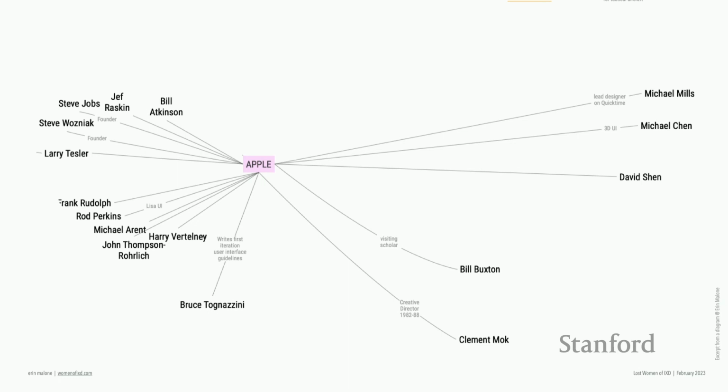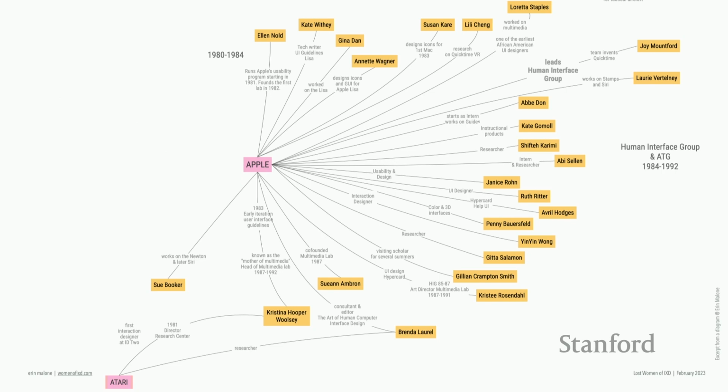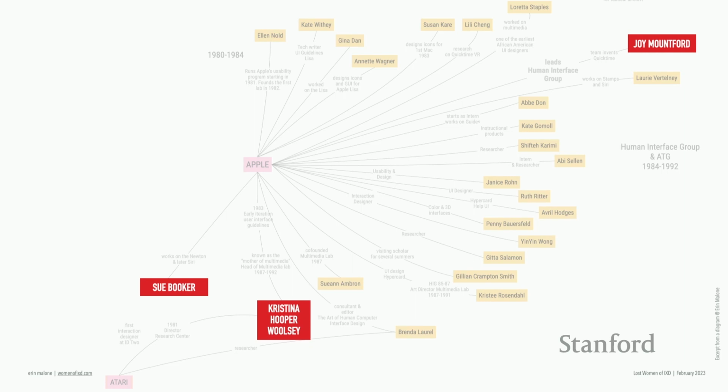So speaking of Apple, you guys may have heard of some of these guys, but there were a whole lot of women in the Human Interface Group and the Advanced Technology Group. I'm kind of limiting my time here from the early 80s to 92, when Steve Jobs came back and reorged everything and lots of people left. So I'm gonna talk about three people here: Christina Hooper-Woolsey, which you guys may have heard of, Joy Mountford, and Sue Booker, which you may not have heard of.